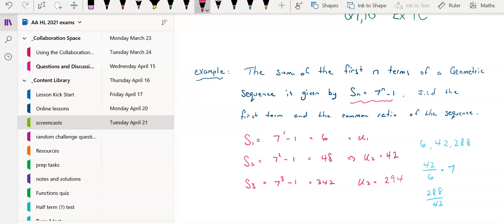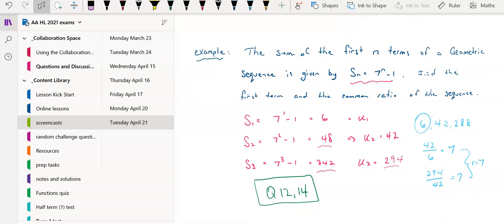So to get my third term here, I needed to take 342 and subtract 48. That gets me 294. So 294 goes in here for my check. 294 divided by 42 is 7. So my R is equal to 7, and my first term is 6. U1 equals 6, R equals 7. Let's now go and do questions 12 and 14. So from 1C, let's do 9, 10, 12, and 14. All right, I'll see you soon.